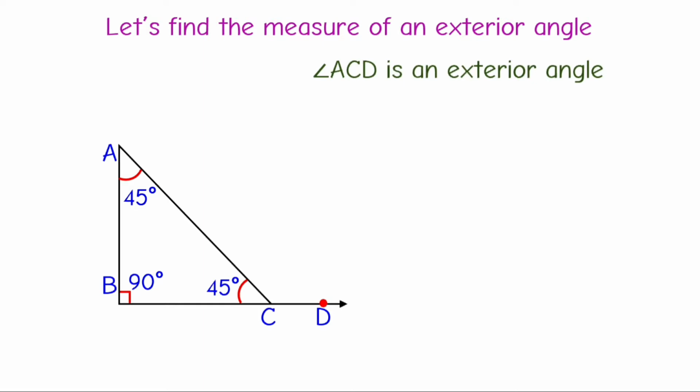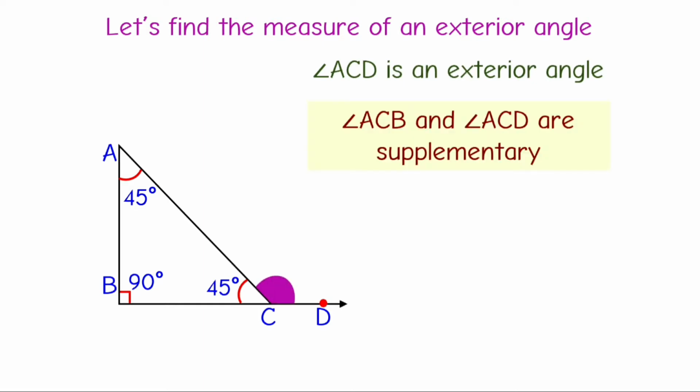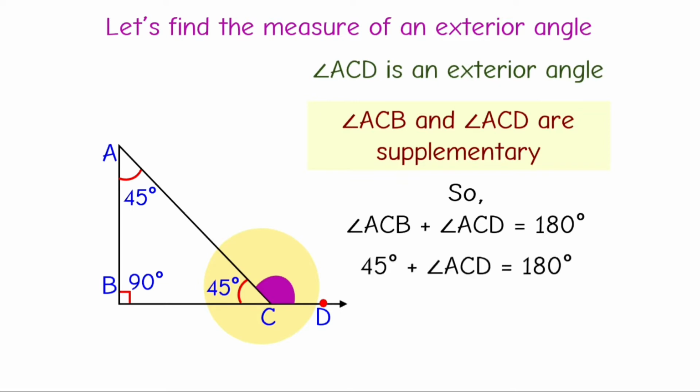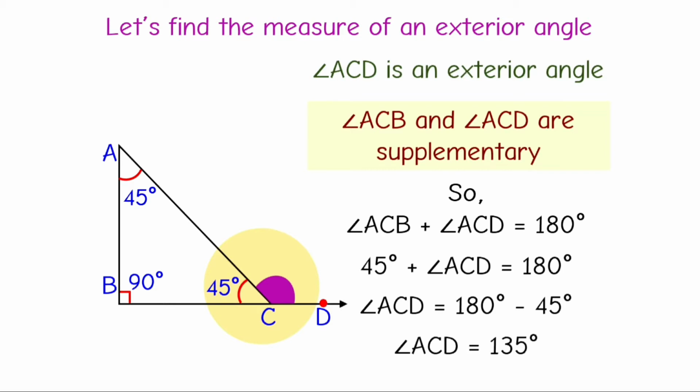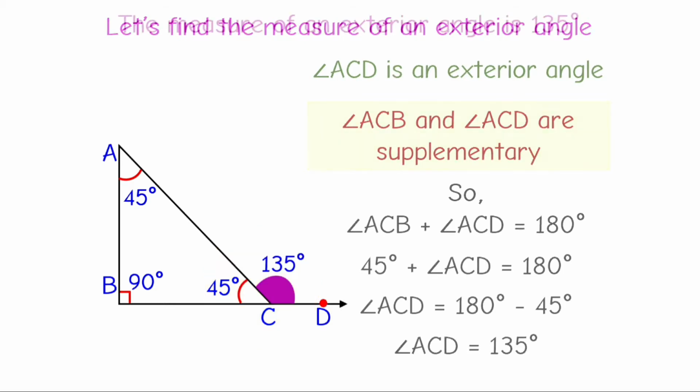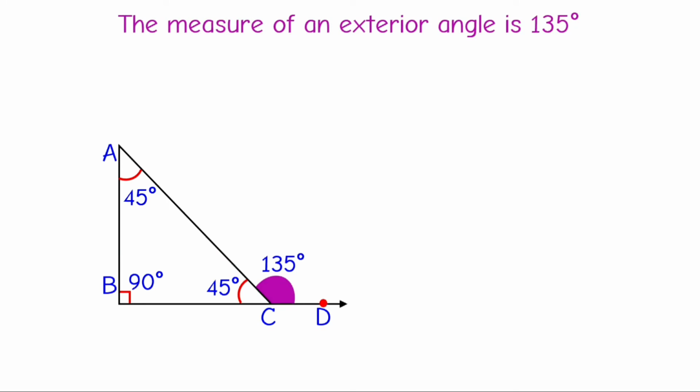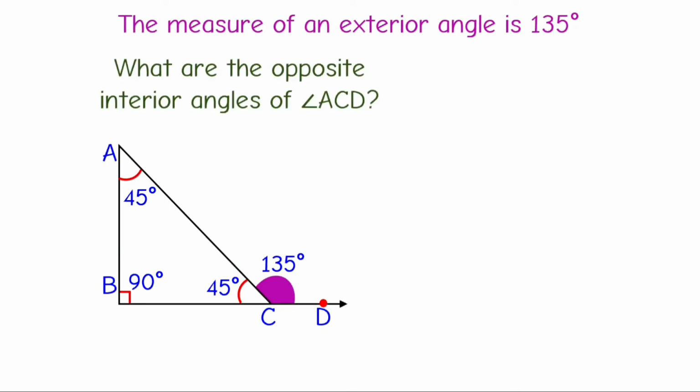Angle ACD is an exterior angle. Angle ACB and angle ACD are supplementary. So, angle ACB plus angle ACD is equal to 180 degrees. 45 degrees plus angle ACD is equal to 180 degrees. Angle ACD is equal to 180 minus 45 degrees, and angle ACD will be 135 degrees. The measure of the exterior angle is 135 degrees.